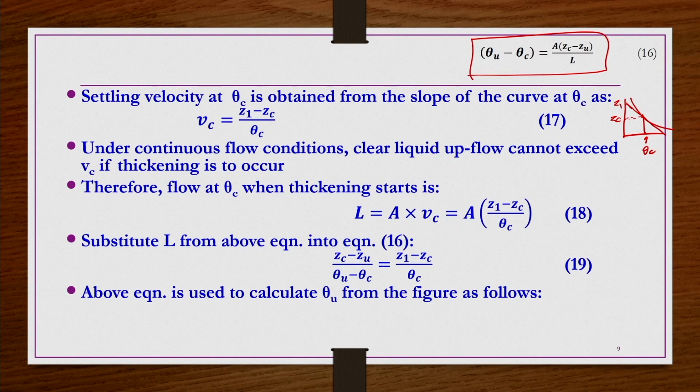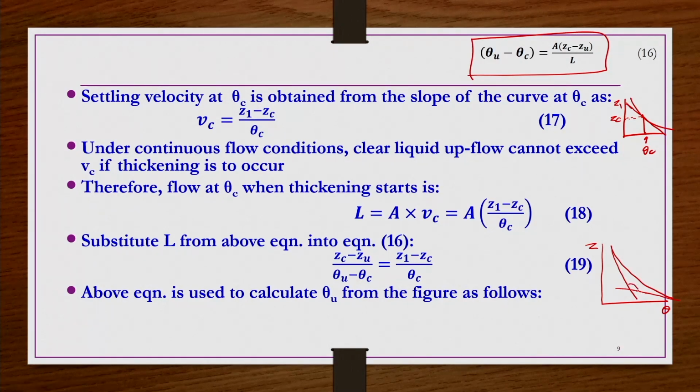So, the above equation is used to calculate theta u from the figure, as I already explained. Let us say once again, we draw this z versus theta information. You draw a tangent at z naught, and you draw a tangent to this curve at the final data point. They may be intersecting each other at some point.